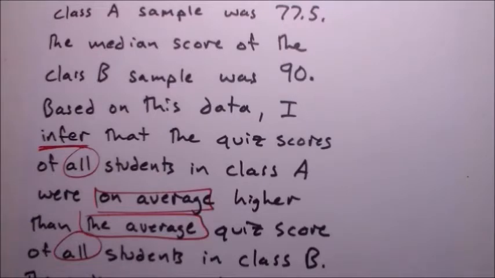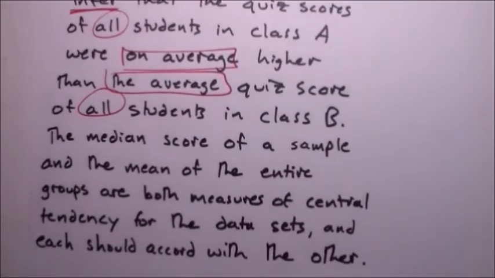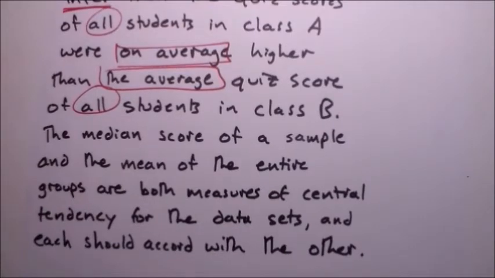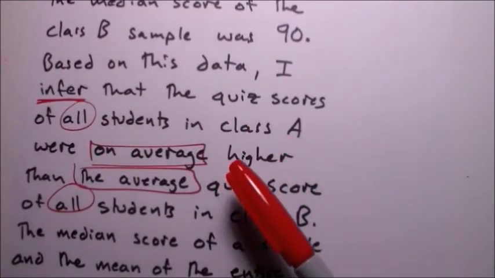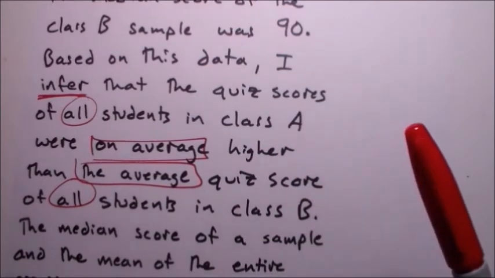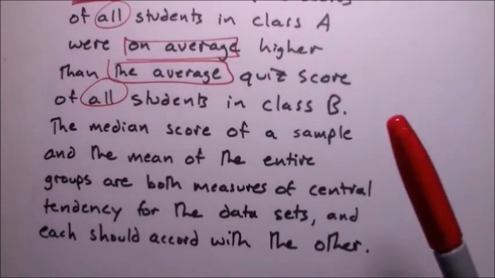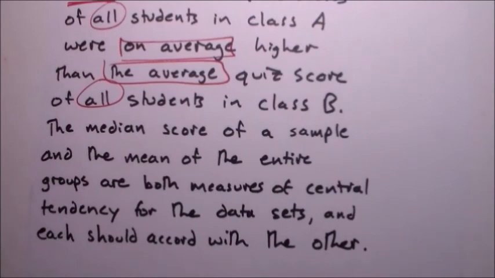And it says, explain and justify your reasoning. So I can actually do that. I'm not afraid to do that. I'll just write another sentence. The mean score of the sample and the mean of the entire groups are both measures of central tendency. You should know what that means for the data sets, and each should accord with the other. So all that is saying, and it's kind of like academic-y words, but all that basically says is that you have the median score of the sample, and you can infer that the average of all of them are both going to tell the same story. And the story they tell here is Class B did better. Good job, Class B. And we're good.